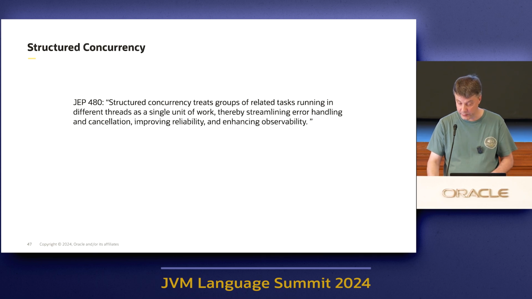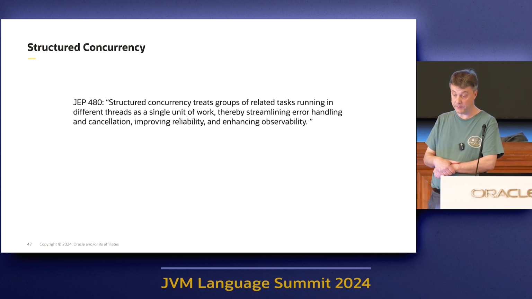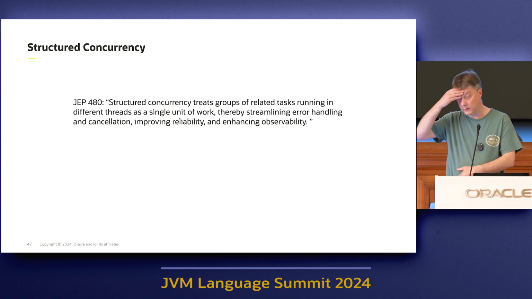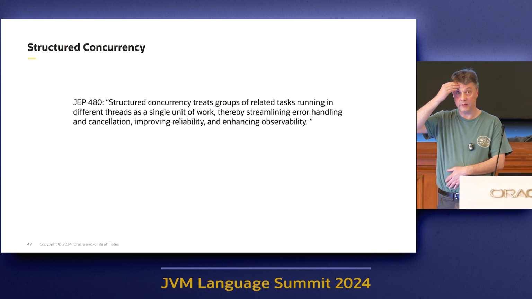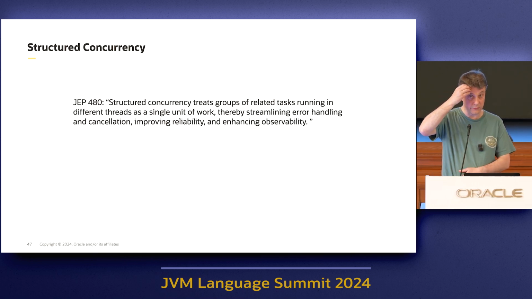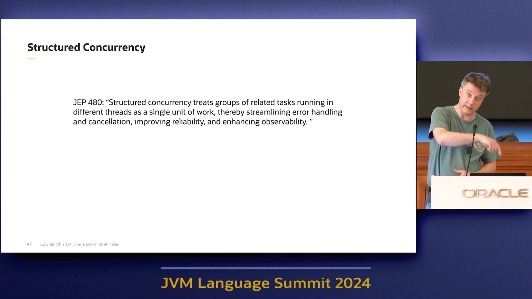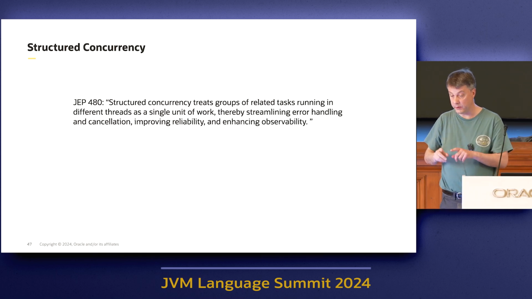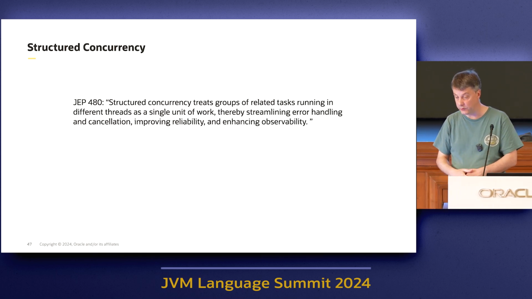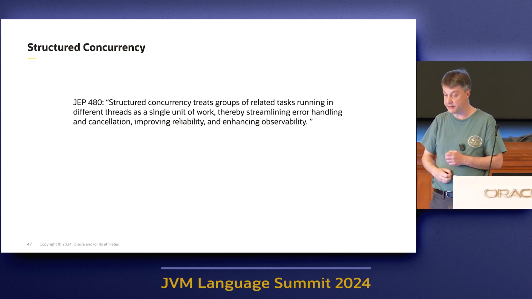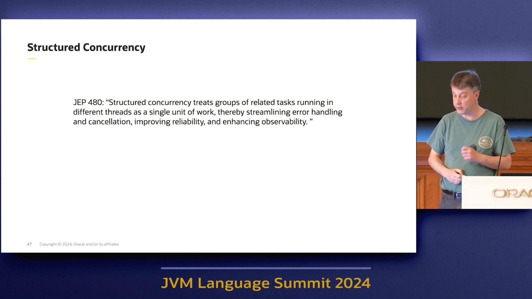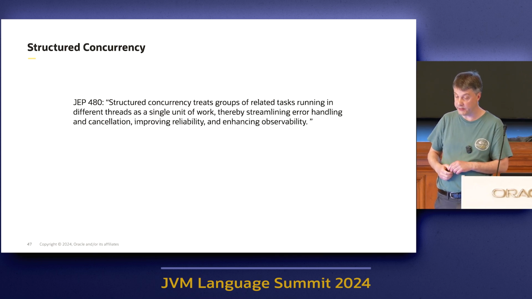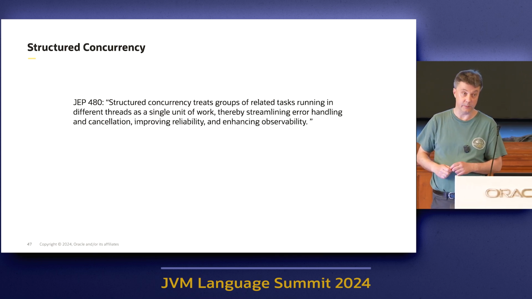Okay, I want to move on and quickly give a summary on structured concurrency and scoped values. Structured concurrency, we went through a number of slides on this at JVMLS last year, so I'll just read out where we were on JEP 480. Structured concurrency treats groups of related tasks running in different threads as a single unit of work, thereby streamlining error handling and cancellation, improving reliability, and enhancing observability.